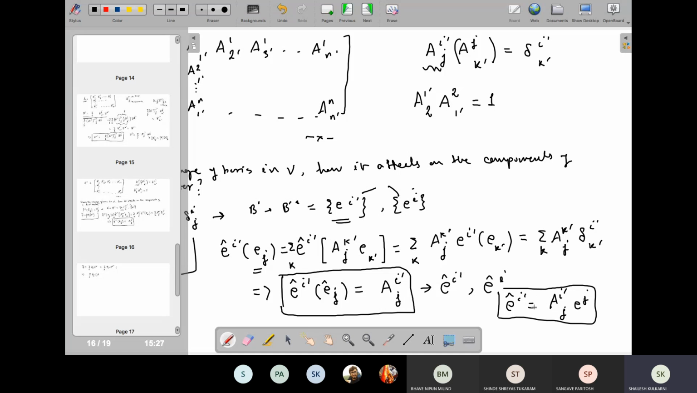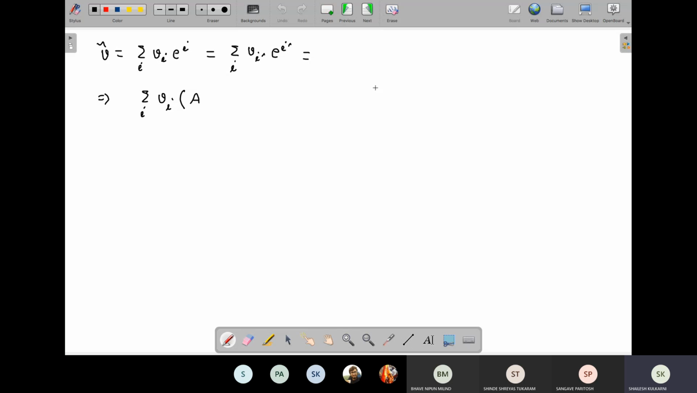Why should this be the case? You consider e_i' and act on e_j. Suppose my claim is e_i' equal to a_i'j e_j. My claim is this is the correct relation. Why is this correct? Because if I act e_i' on, say, e_j, that is the original basis vector, the old one, then it will be a_i'j. Sorry, let me act on e_k.